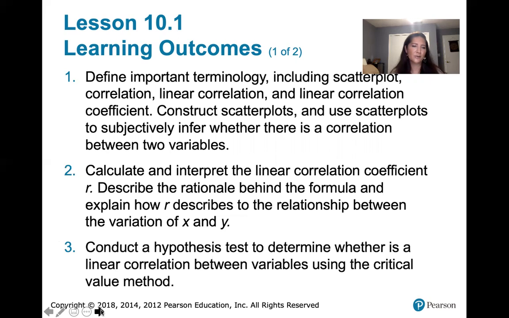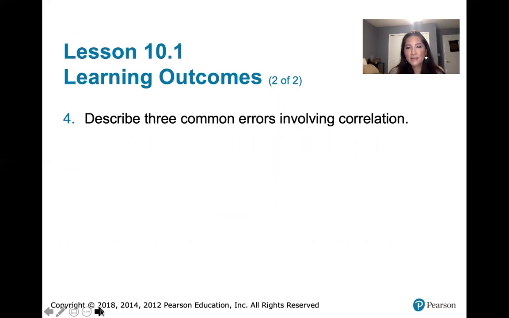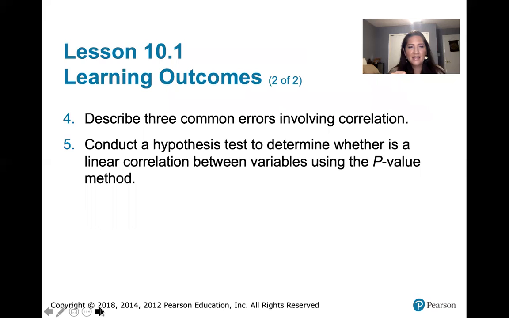And then third, we're going to learn how to conduct a hypothesis test to determine whether there's a linear correlation or determine whether there's evidence of a linear correlation between variables using the critical value method. In our fourth learning outcome, we'll learn 3 common errors related to correlation. And then in the 5th learning outcome, you'll conduct a hypothesis test again, this time using the p-value method.